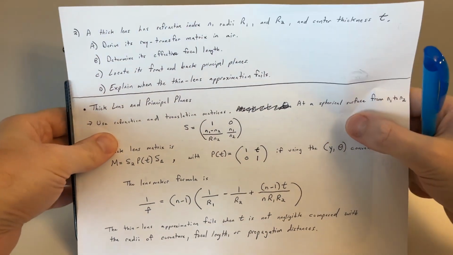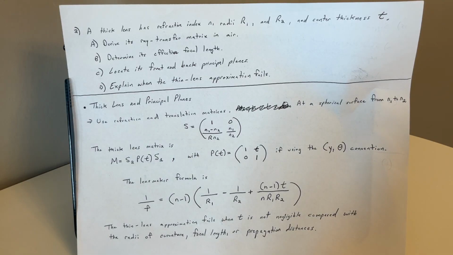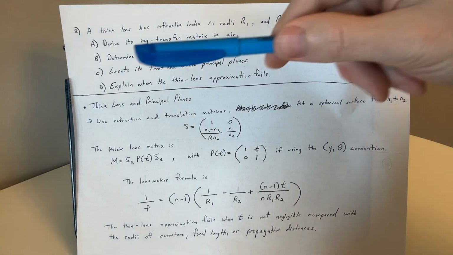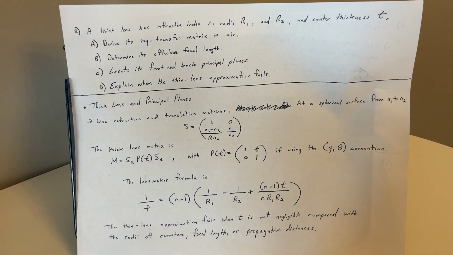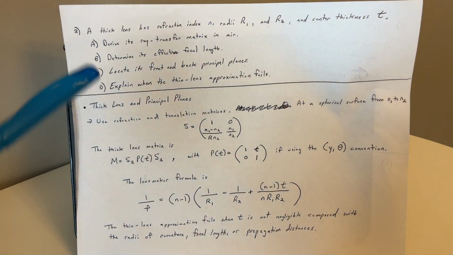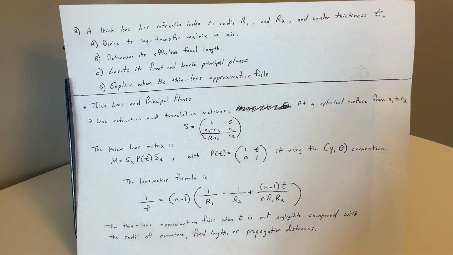Okay, so for number two, let's see what we have. A thick lens has refractive index n sub 1, radii R sub 1 and R sub 2, and center thickness t. I'll read A, B, C, D, and E. Derive its ray transfer matrix in air. Determine its effective focal length. C, locate its front and back principal planes. And D, explain when the thin lens approximation fails.